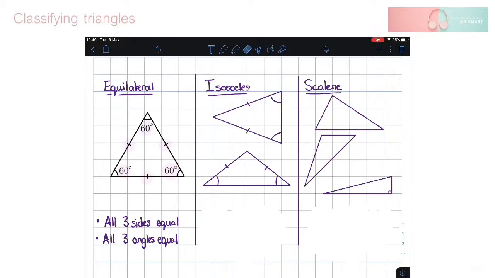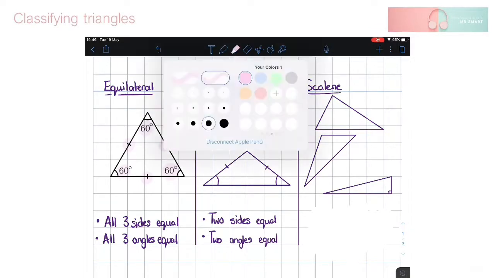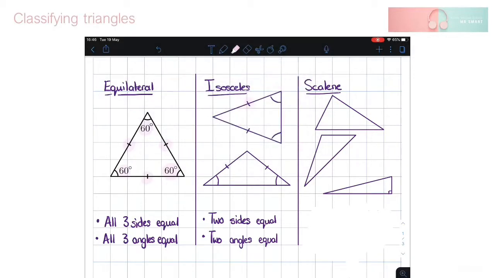Let's now have a look at isosceles. Isosceles triangles have two sides equal and two angles equal. Again, you can tell which are the two equal sides by the labelling on those sides, as you can see. In terms of the two equal angles, the two sides that are equal meet at a point, and it is not that angle. So this angle here, it is not that angle, it's the other two angles, and those two angles will always be equal.